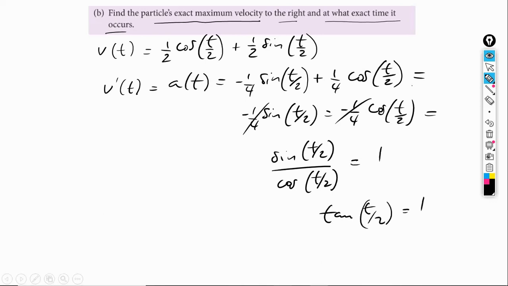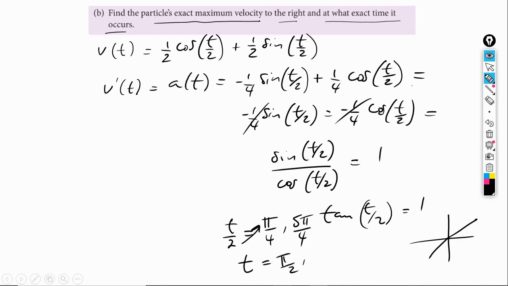So that's when tangent equals 1 and is positive. Remember, that's going to be here in the first quadrant and in the third quadrant. That means t halves has to equal pi fourths or 5 pi fourths. Then we multiply by 2, and t will equal either pi halves or 5 pi halves. Let's test these values to see where we get a maximum velocity and where a minimum velocity. Just plug these into the velocity function.